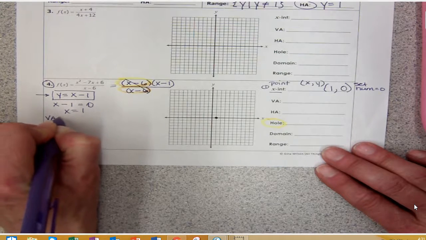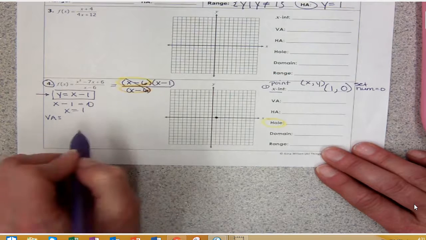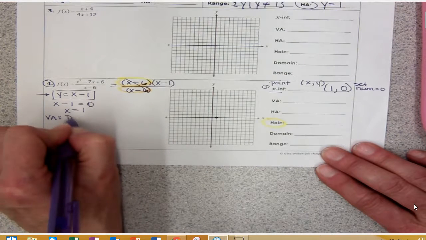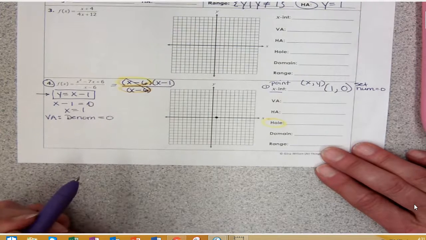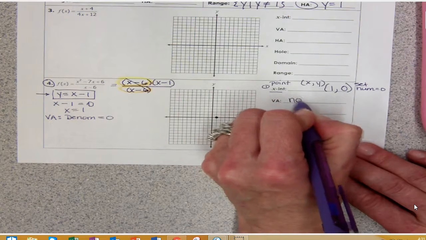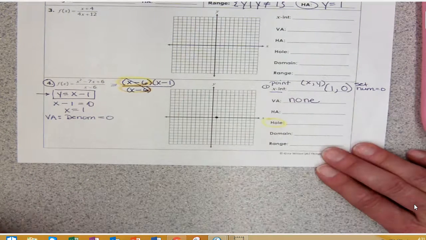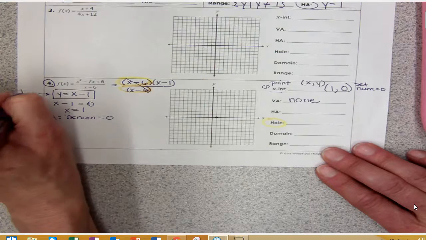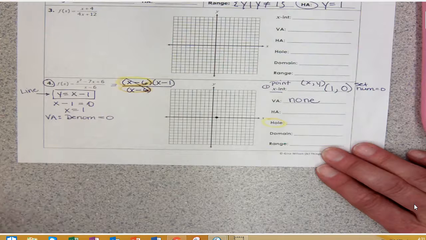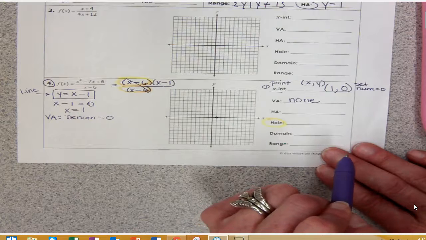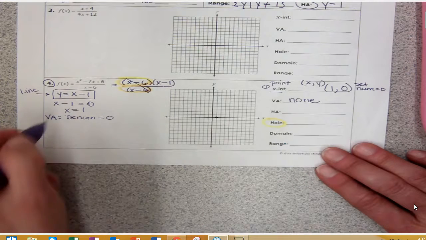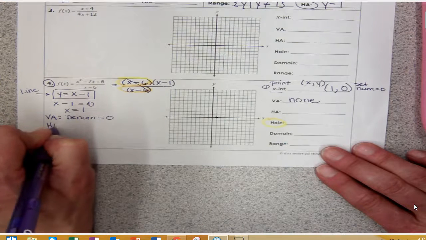Our vertical asymptote is where your denominator is equal to 0. And in this situation, I do not have a denominator, so I'm not going to have a vertical asymptote. And of course, again, if you notice that this is going to be a line, you would not have a vertical asymptote, which means you're not going to have a restriction on your x values with regard to an asymptote. What about my horizontal asymptote?